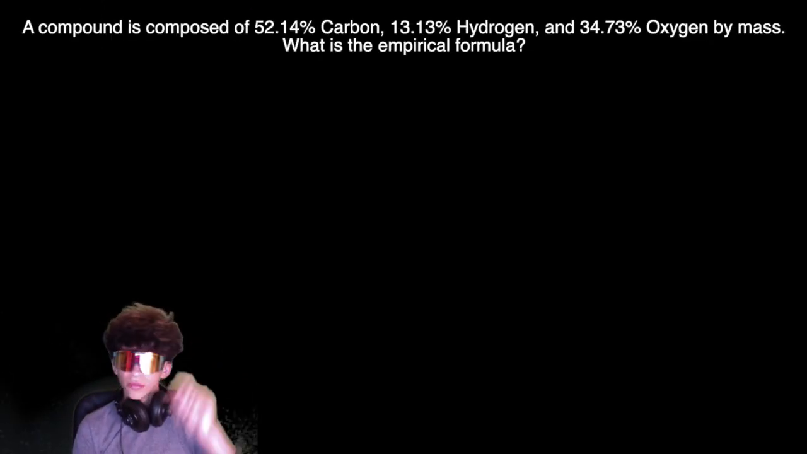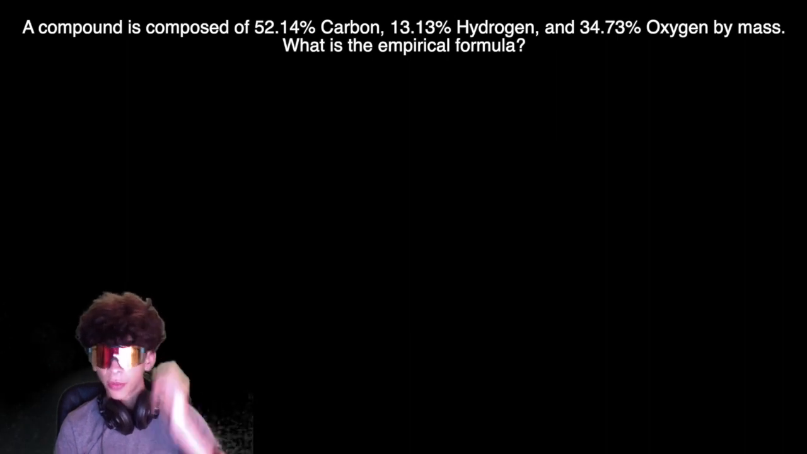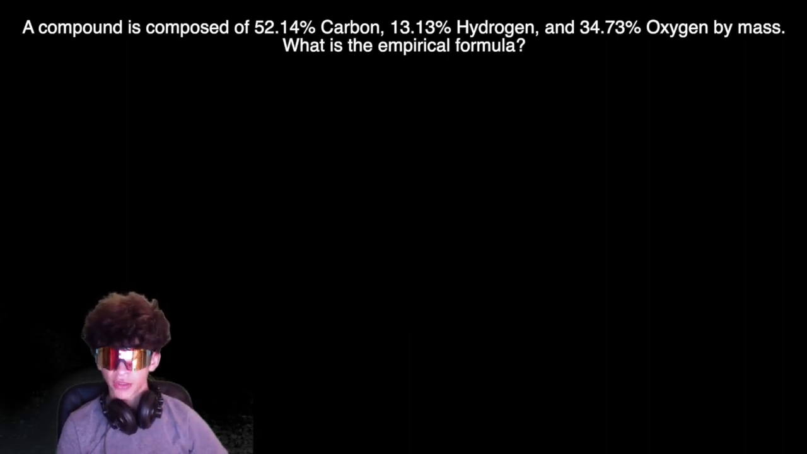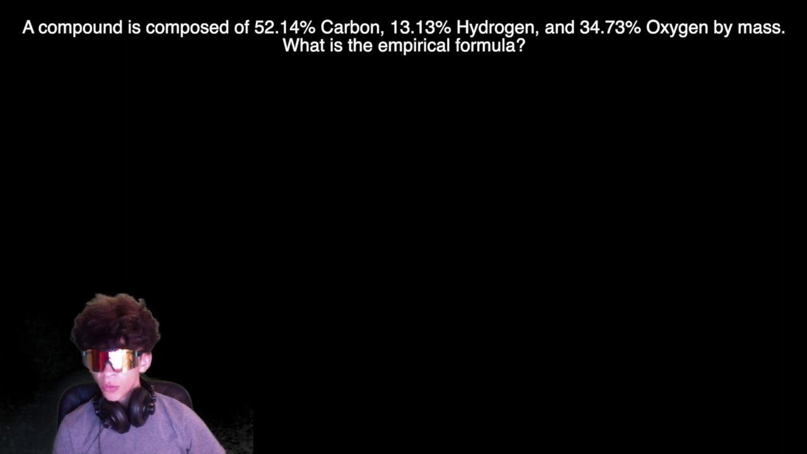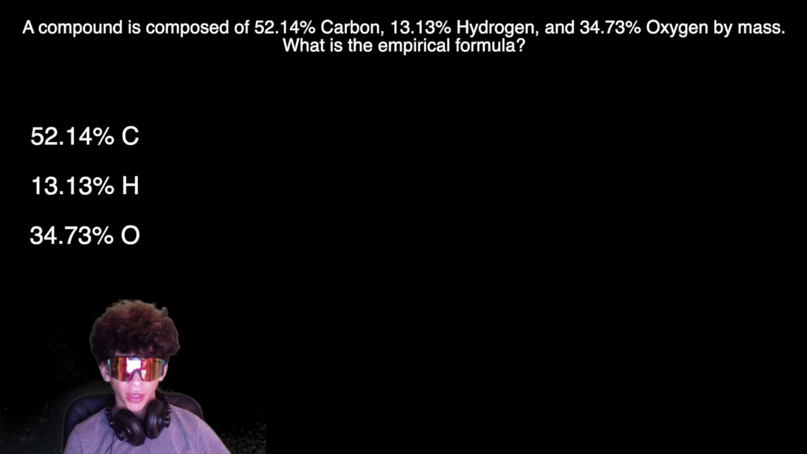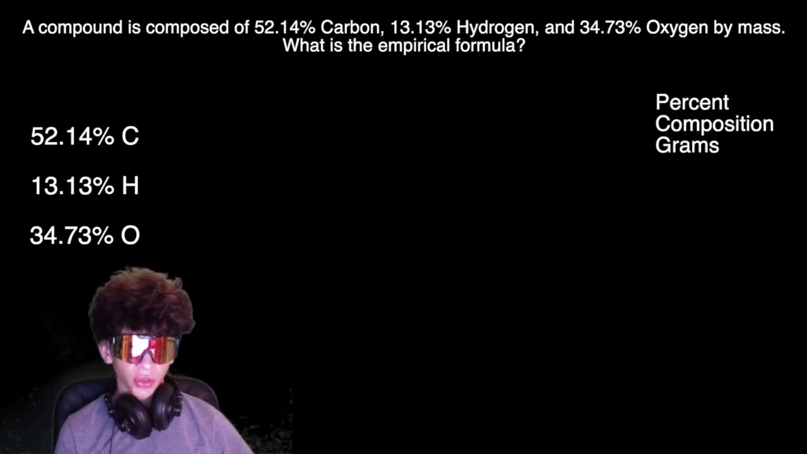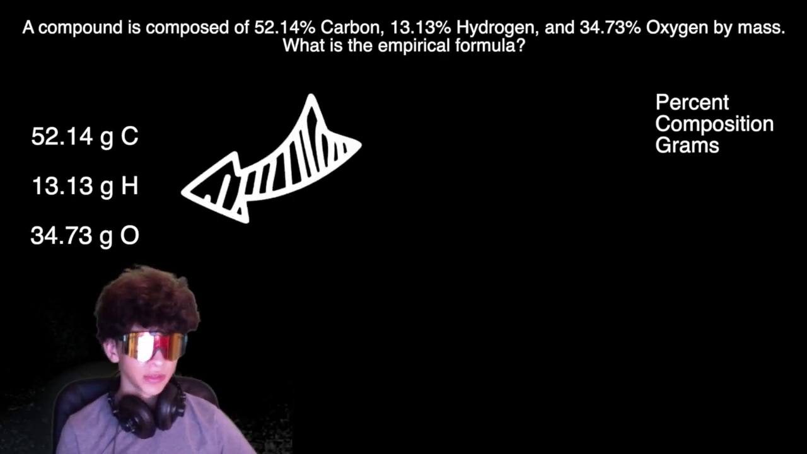Now, let's say you are given this equation. A compound is composed of 52.14% of carbon, 13.13% hydrogen, and 34.73% oxygen by mass. What is the empirical formula? First thing to remember, percent composition equals grams. That's step one. So you want to form your equation or process like this.